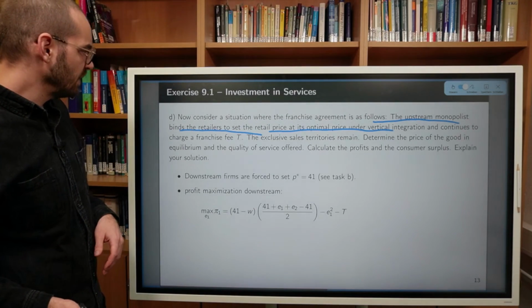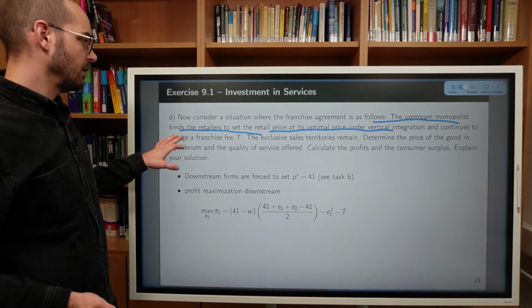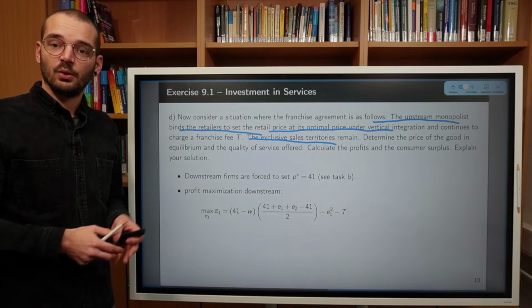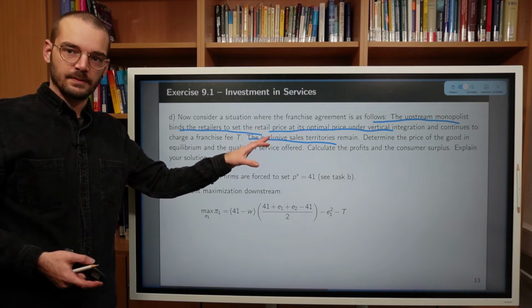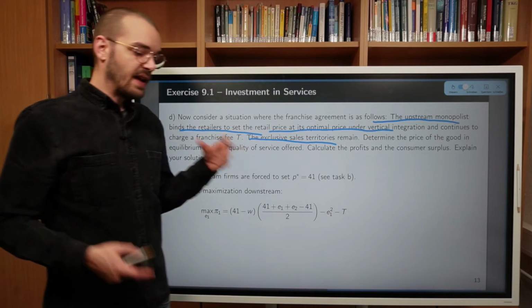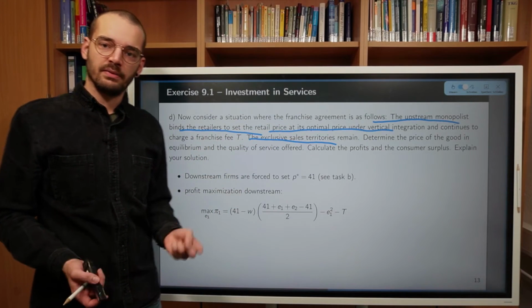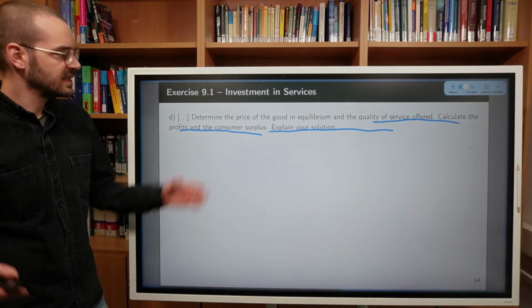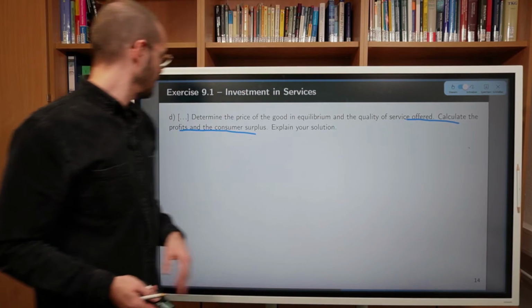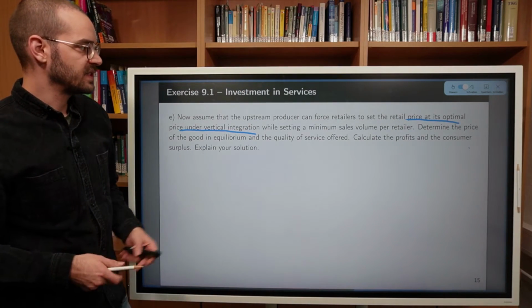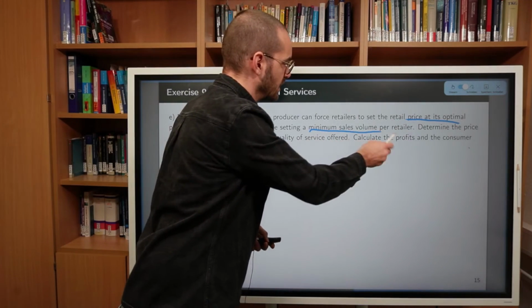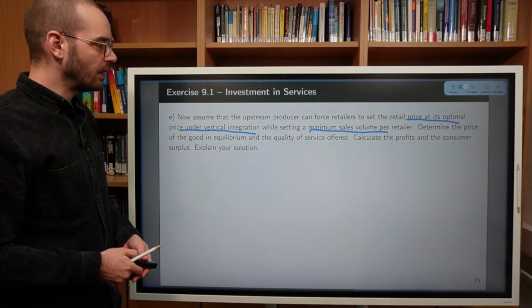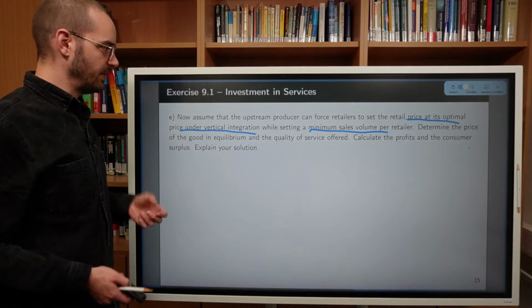All right, so previously, just as a reminder, previously we had exclusive sales territories for both of the retailers. So each of the retailers acted as a monopolist on their respective 50% of the market. We now drop these exclusive sales territories and instead we consider a world in which firms are forced to sell a given quantity. All right, now what is the market equilibrium in this world?